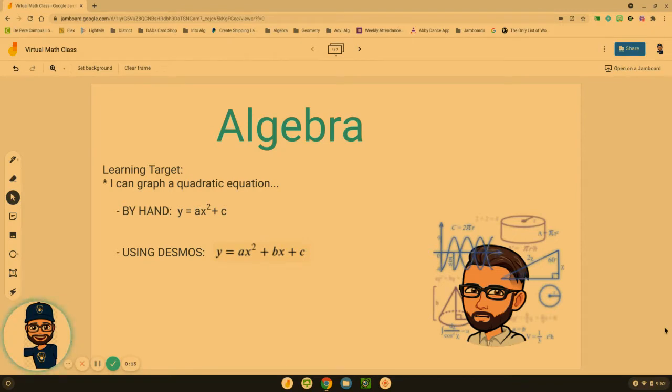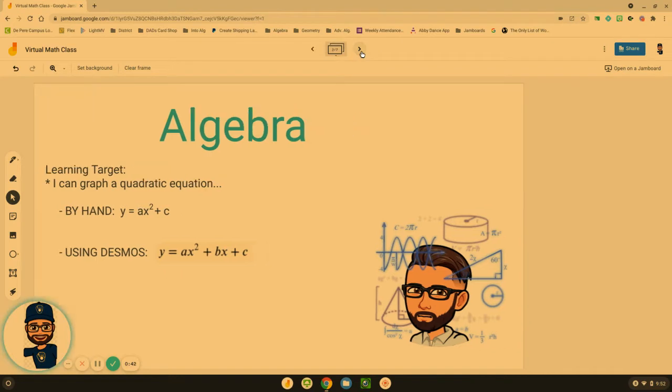Today's learning targets really are kind of two parts. You need to be able to graph quadratic equations. One set you need to be able to graph by hand, where it's y equals ax squared plus c. We talked a little bit about that the other day. And then the second part you can graph using Desmos, where we have that standard form. So make sure you understand and know how to do both of these. And I'm going to walk you through both types of problems here in today's video.